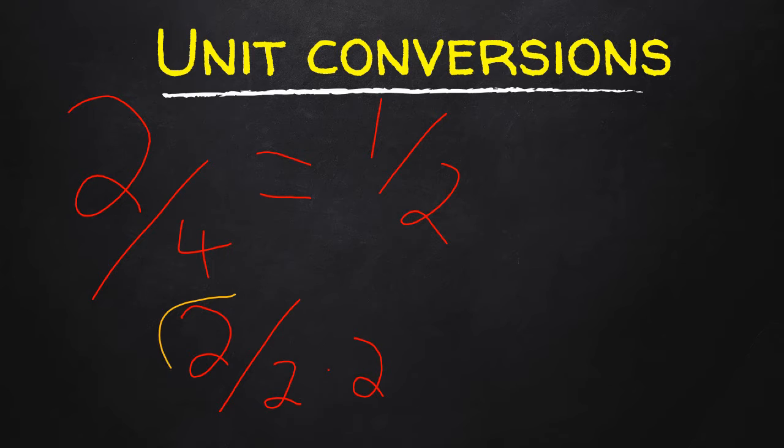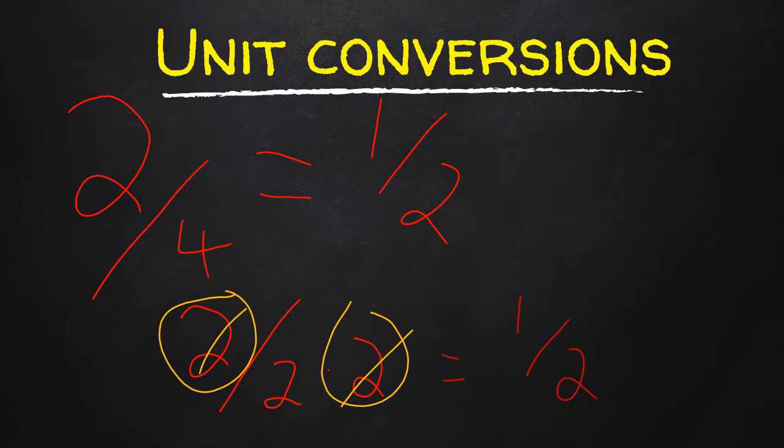Because there's a 2 in the numerator and in the denominator, you can cancel both of those. And if you do, that leaves you with just 1/2. That is the idea of how you simplify fractions. In unit conversions, we do the same thing, but instead of canceling out the numbers, we cancel out the units.